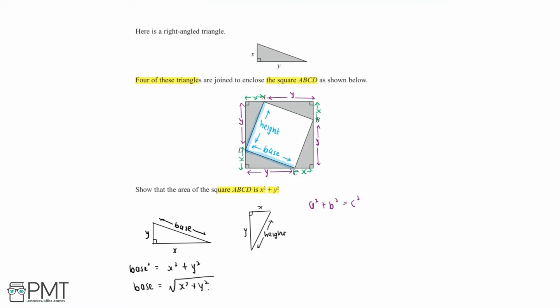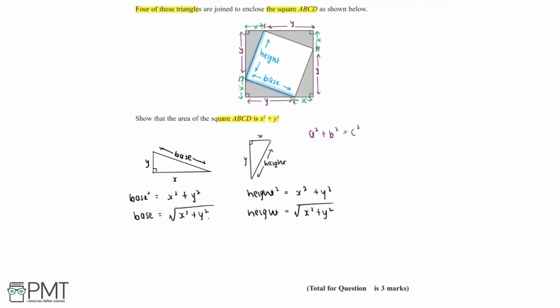Now we have the second triangle where we can do the same thing to find the height. We can say that the height squared is equal to x squared plus y squared, and therefore the height is equal to the square root of x squared plus y squared.